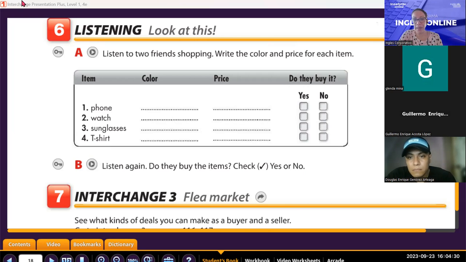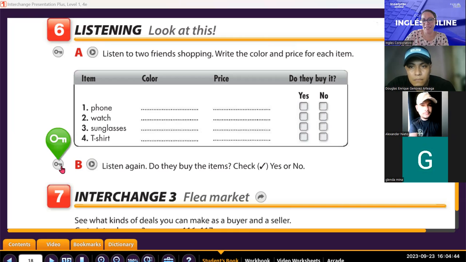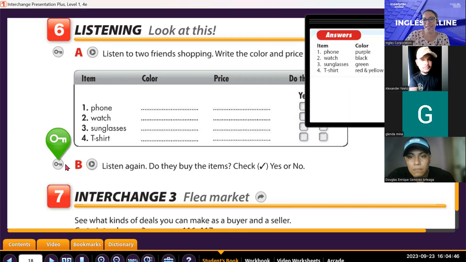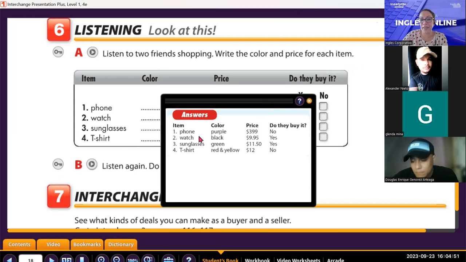Okay, for number one, the phone. Do they buy it? Yes or no? No. What about the watch? Yes. Let's see. Okay, so for the phone, no. They didn't buy it. The watch, yes. Sunglasses, yes. And the t-shirt, no.